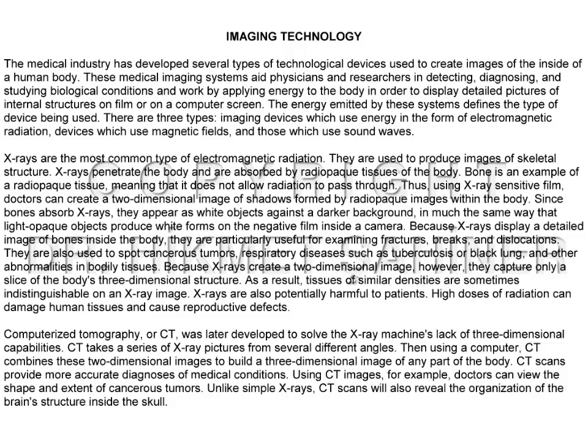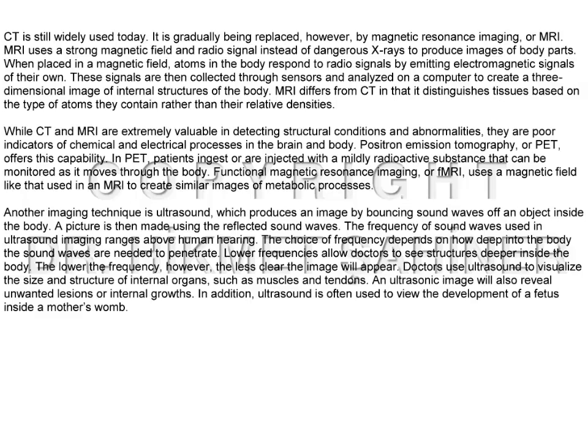Computerized tomography, or CT, was later developed to solve the X-ray machine's lack of three-dimensional capabilities. CT takes a series of X-ray pictures from several different angles. Then, using a computer, CT combines these two-dimensional images to build a three-dimensional image of any part of the body. CT scans provide more accurate diagnoses of medical conditions. Using CT images, for example, doctors can view the shape and extent of cancerous tumors. Unlike simple X-rays, CT scans will also reveal the organization of the brain's structure inside the skull. CT is still widely used today.